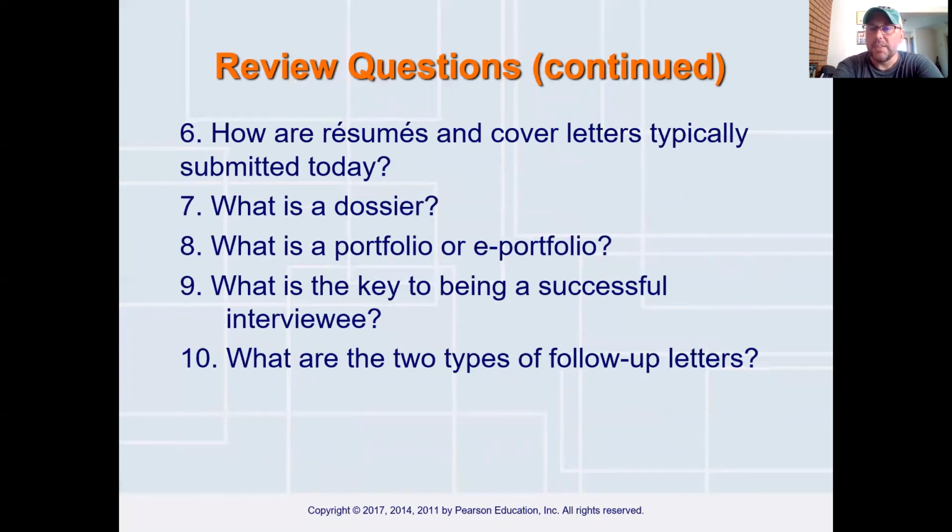6, how are resumes and cover letters typically submitted today? 7, what is a dossier? 8, what is a portfolio or e-portfolio? 9, what is the key to being a successful interviewee? 10, what are the 2 types of follow-up letters?